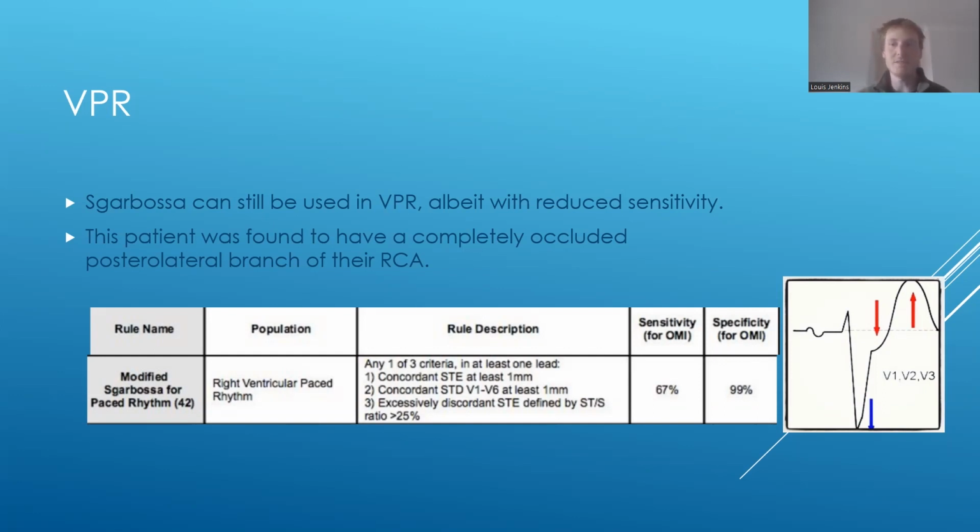Okay. But I think this central concept of excessive discordance and concordant ST deviation is really important for recognizing occlusion in these patients.